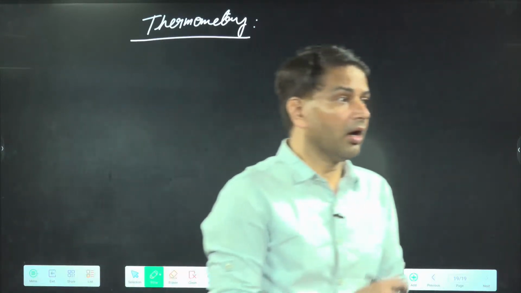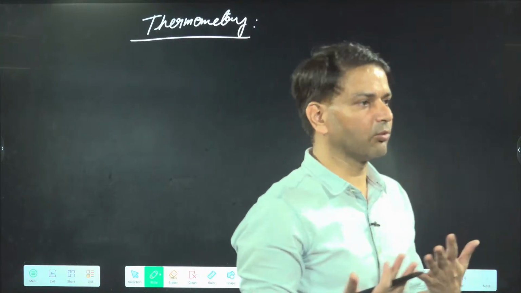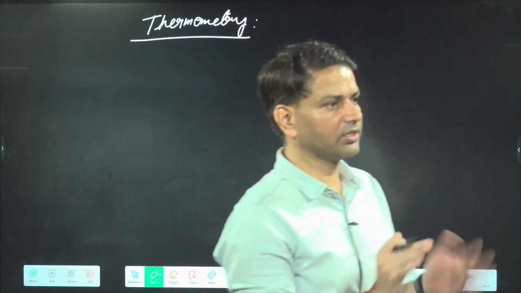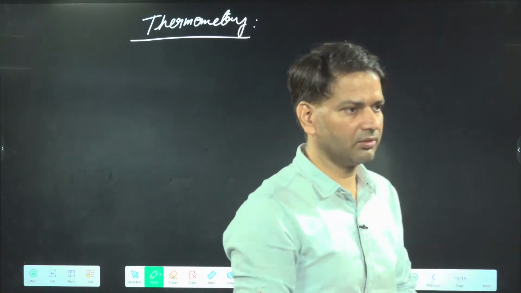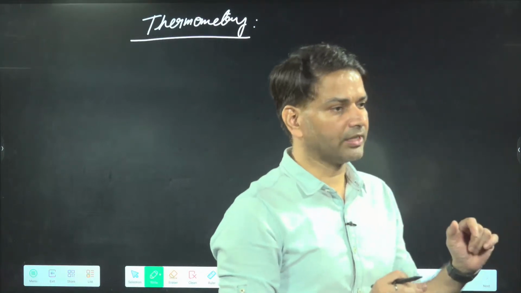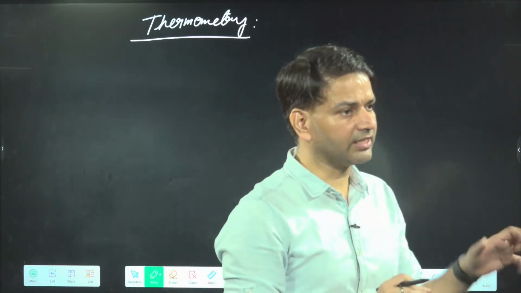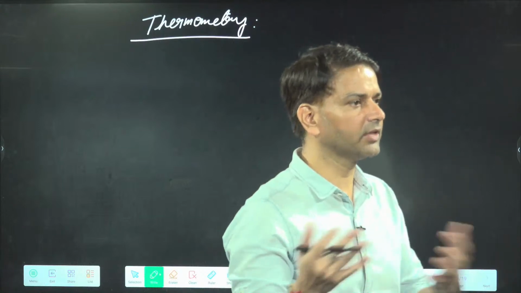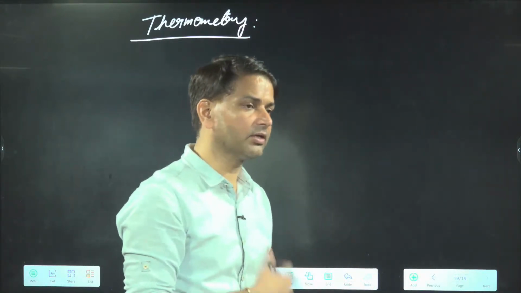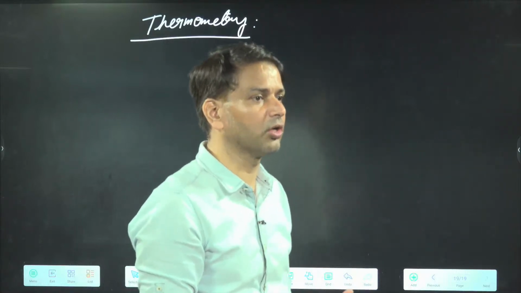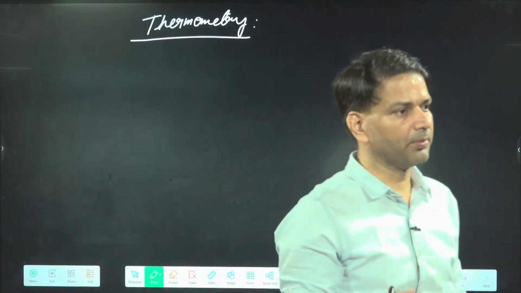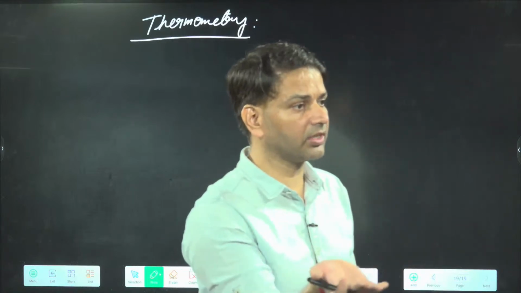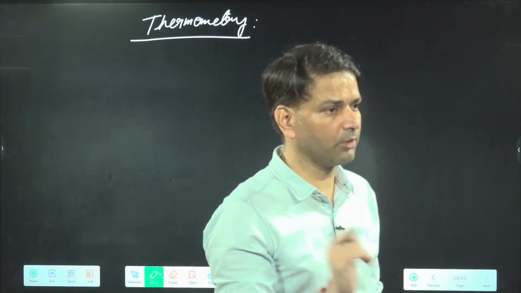Okay. But what is a thermometer? At least we know that: it measures temperature. In a thermometer, we use a property that changes with temperature. In different thermometers, we use different properties that change with temperature. This type of property is called the thermometric property. The property that changes with temperature is called thermometric property.